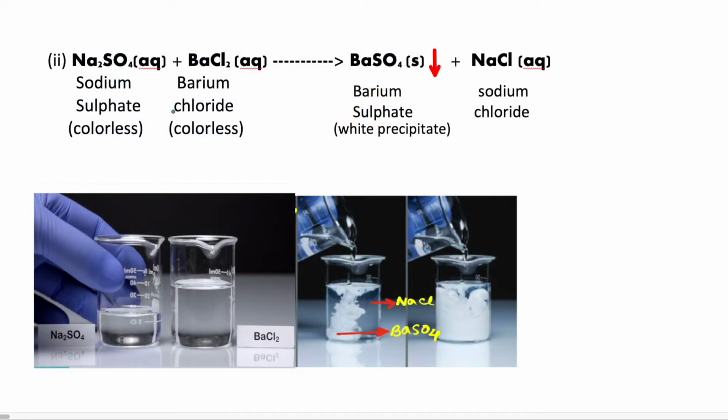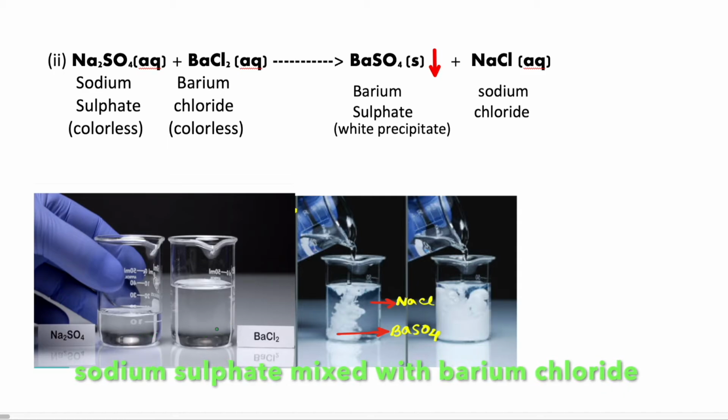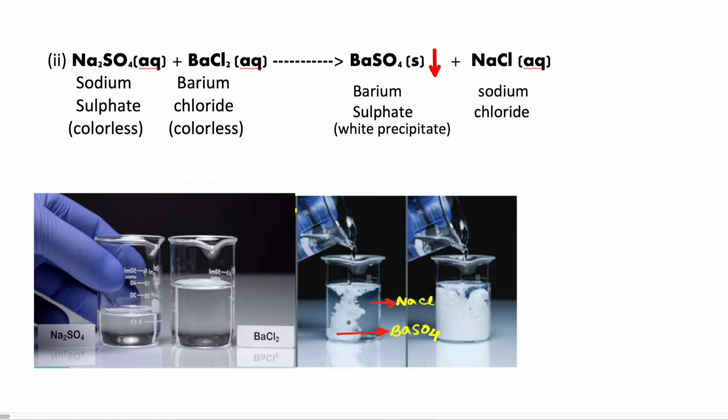Another example showing the formation of precipitate is when colorless sodium sulfate solution is taken and it is mixed with colorless barium chloride solution. A white precipitate of barium sulfate forms at once, as seen here in this figure, along with colorless sodium chloride solution. The change in state is clear from the reaction.